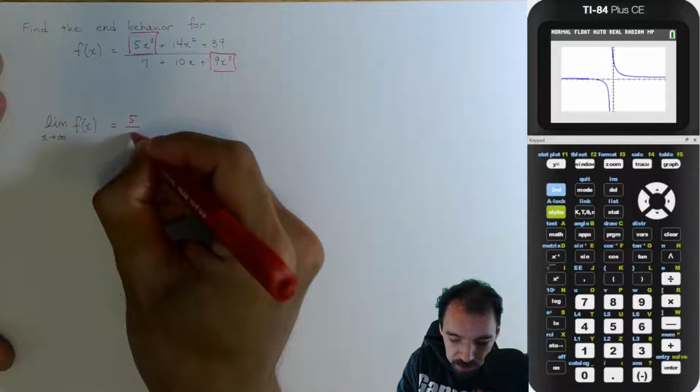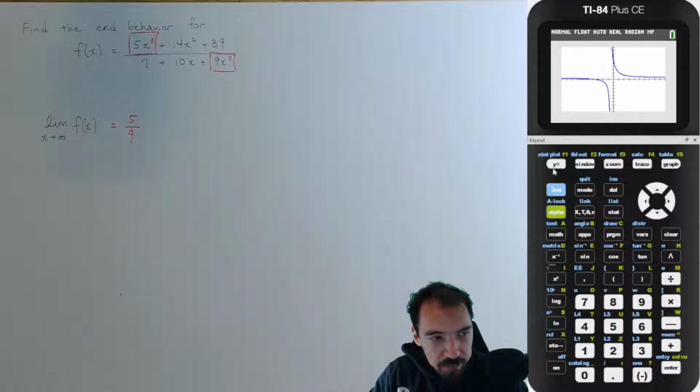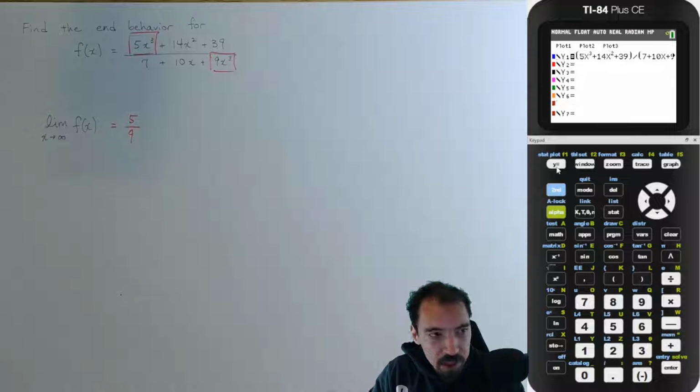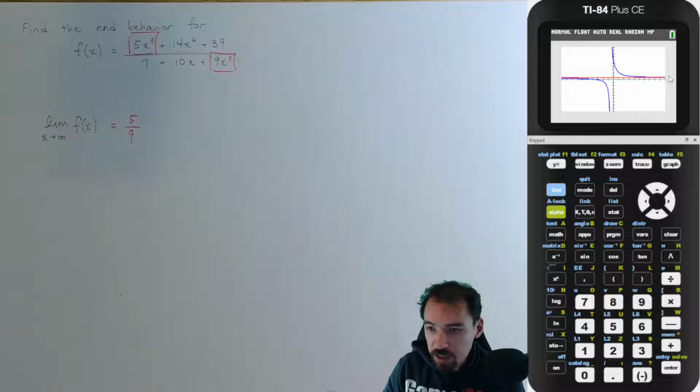Okay? And now we can see this in the graph if I go into the y equals and make a simple y equals the number 5/9. This should draw a horizontal line at the value 5/9. If I hit graph, it looks like that, just eyeballing it, is the y value that this graph is approaching. That's the horizontal asymptote, y equals 5/9.